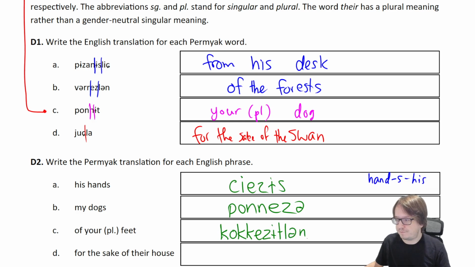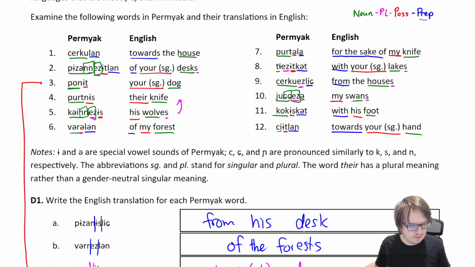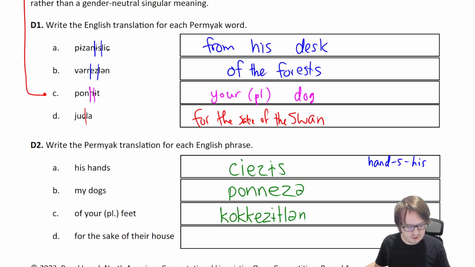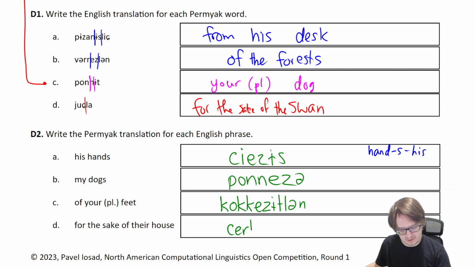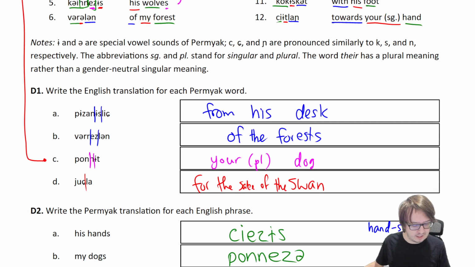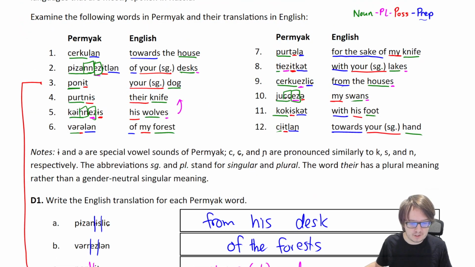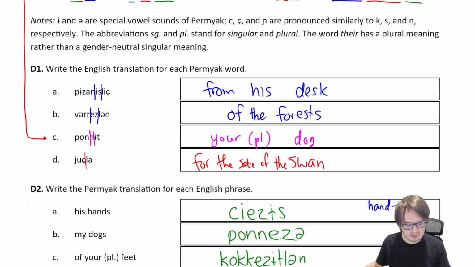So lun. All right. For the sake of their house, this is the last one. What is house? That's going to be circu to start off, looking at the data. Then we have there. So there is going to be NIS. And then we have for the sake of. And if we take a look at for the sake of up top, this is just la at the end.